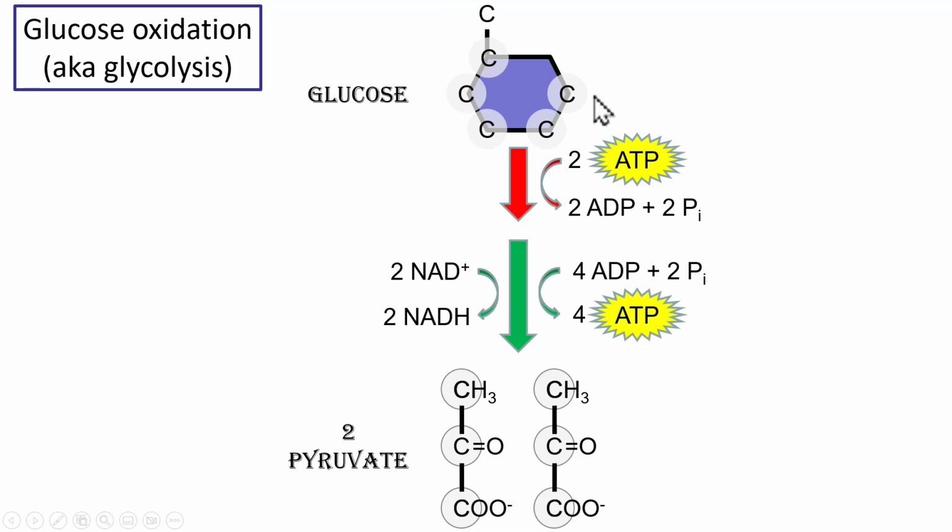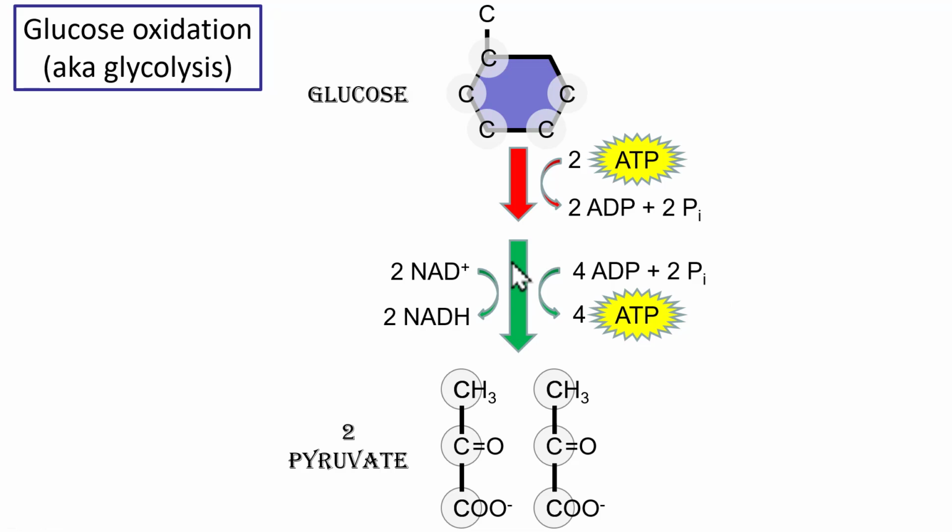Here's our 6-carbon glucose molecule at the top. And in the first reactions of glycolysis, 2 ATP molecules are broken down to release those phosphate groups from ATP. Those phosphate groups become joined to the glucose molecule as it's being modified and provide the energy to start these reactions of glycolysis.